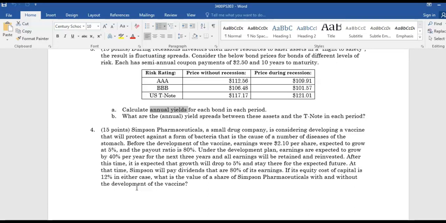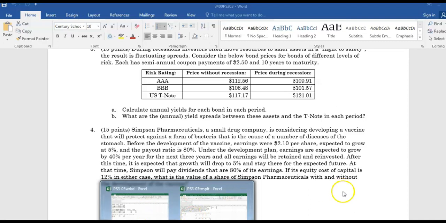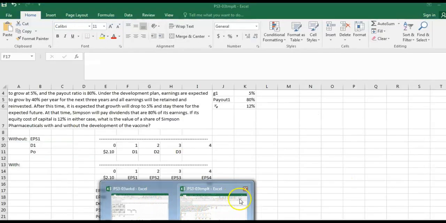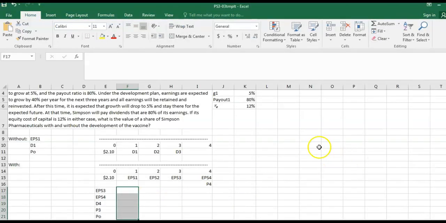As soon as you see constant perpetual growth, you should be thinking about that constant growth rate model for the dividend discount model. At this time, then, Simpson will return to its normal habit of paying out 80% of earnings as dividends. I give you the equity cost of capital, and I ask you to calculate the value of the share with and without the development of the vaccine. Okay, so if we think about all of those pieces, I've asked you for two key things here, a share price with and a share price without the vaccine.